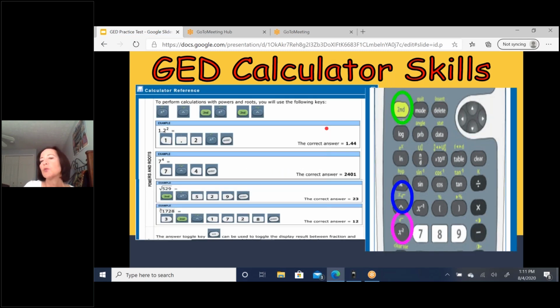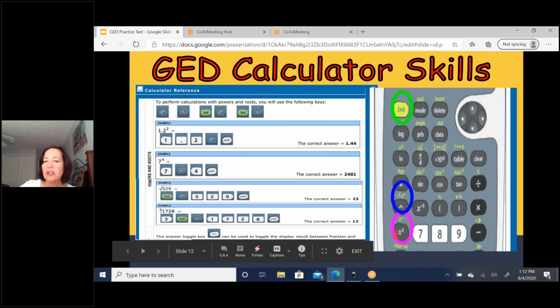The powers and roots, any of your exponents or your roots, you've got a couple of buttons. You've got the x squared button circled in purple at the bottom. In blue, we've got a caret, or it looks like an up arrow. Any exponent greater than 2, like 3, 4, 5, you would press that up arrow and then put in the number. And then you're going to have to use the advanced key. They'll walk you through all of this.